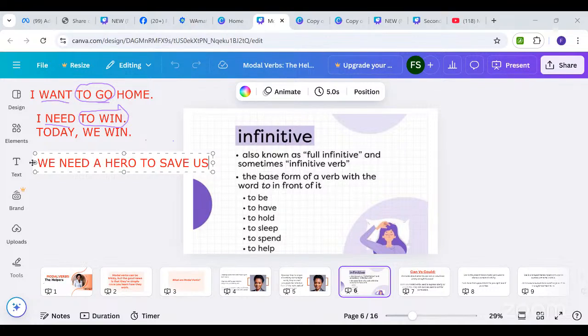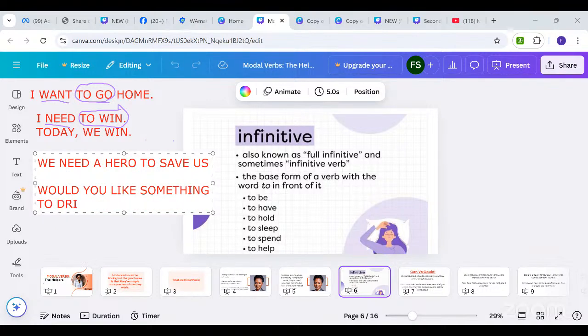Another example. Would you like something to drink? Would you like something to drink? Please identify the infinitive in the sentence. To drink. Very well. So is to drink here, is it modifying any noun? Is there any noun it's modifying?